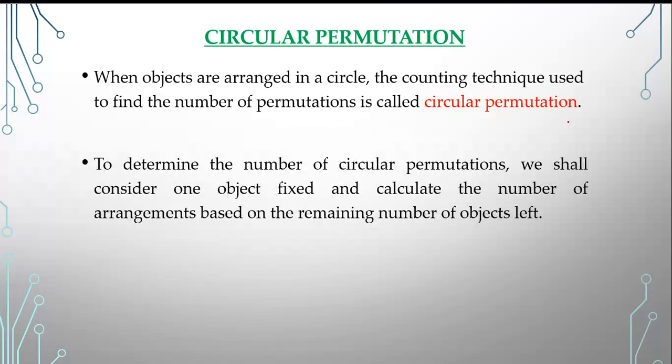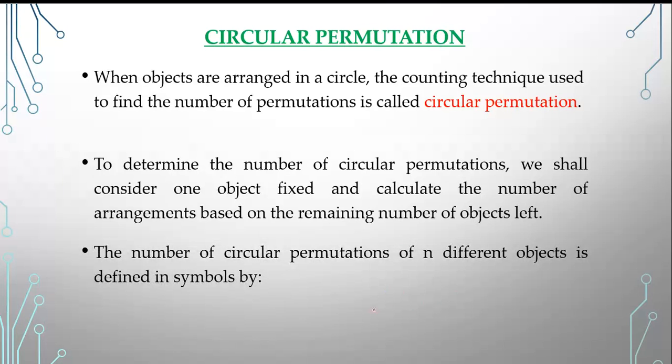Now how can we calculate this? See here, to determine the number of circular permutations we shall consider one object fixed. Means in a circular permutation, if we have to find the arrangements of sitting around a circular table, we have to fix one point, then calculate the number of arrangements based on the remaining objects left. At one point we fix, and for the others we see how we can arrange them like this or like this, right?